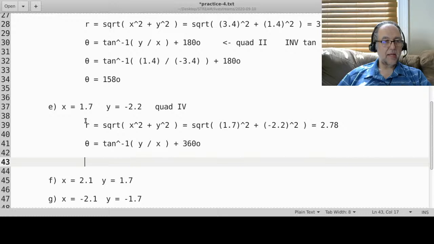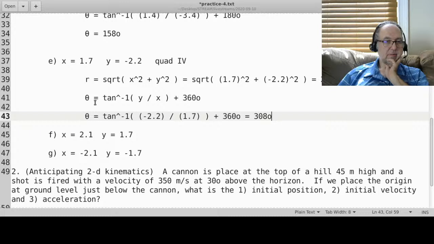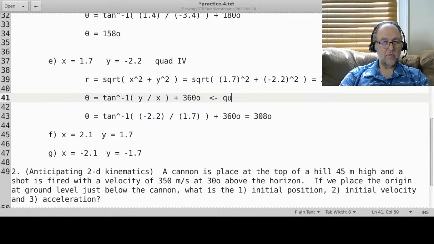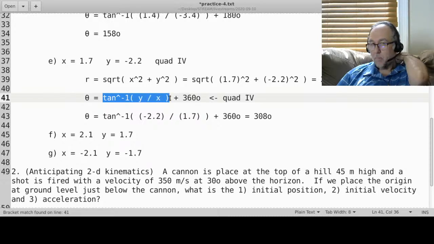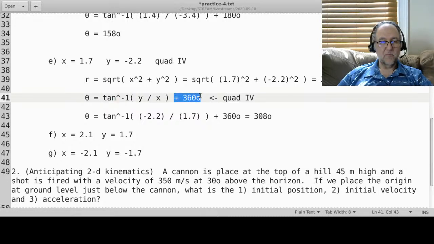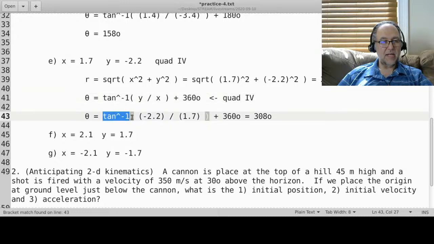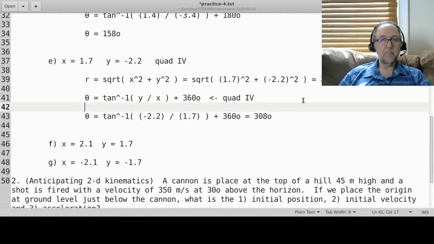So substituting in, in quadrant 4, it's the inverse tangent of y divided by x plus 360 degrees. The y value is negative 2.2, don't lose the negative sign there, divided by 1.7, the x value. Divide those out, then take the inverse tangent of that, add 360, and you get 308 degrees. Okay, and is that in quadrant 4?